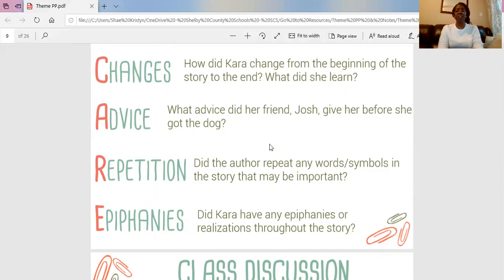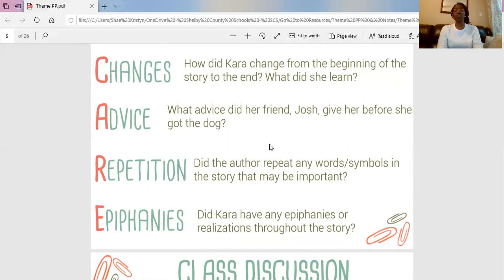Now let's go to epiphanies. Now let's think about Kara in the beginning of the story and the end of the story. Remember, an epiphany is an aha moment. So if we add all our Kara elements up, in the beginning, remember we talked about Kara being very ready to have a dog. She was really eager. She felt like it would be nothing, it was probably going to be easy. Now remember, Josh tells her to make sure she really wants it. So remember, he's telling her, consider everything when you get this dog.